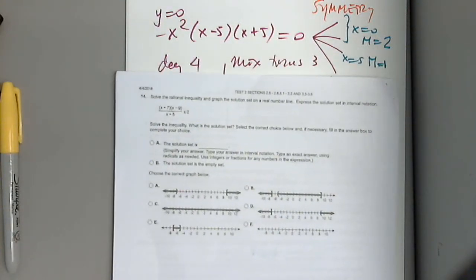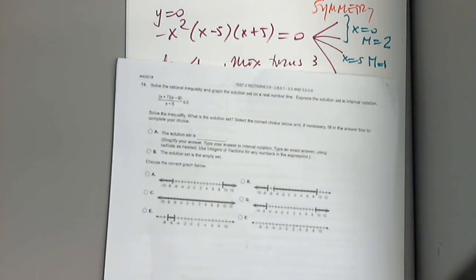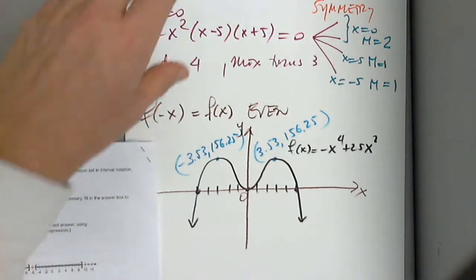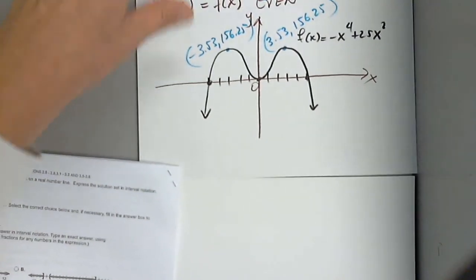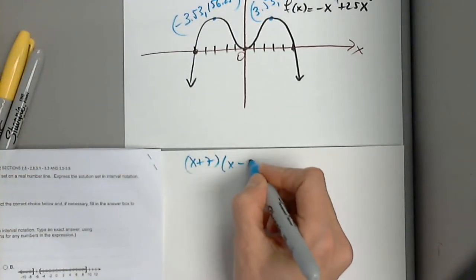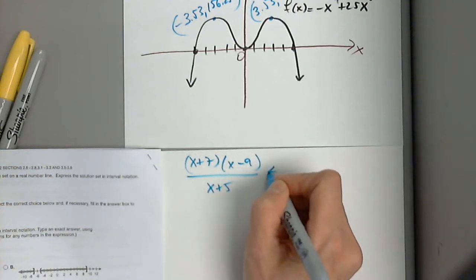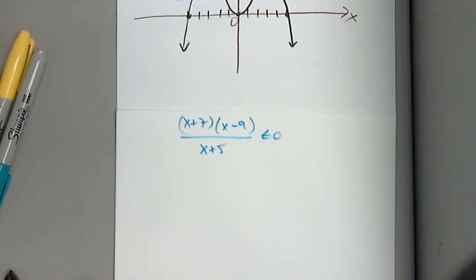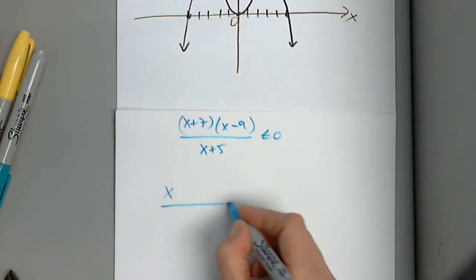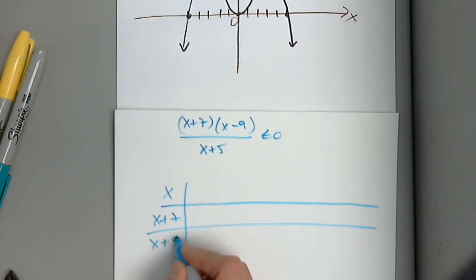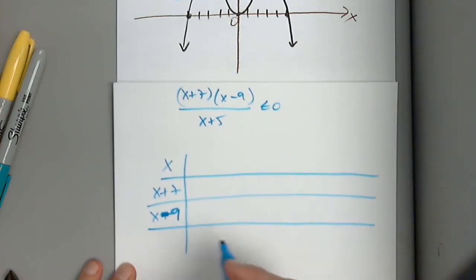Solve the rational inequality and graph the solution set. You don't have to graph the solution set for me unless you want to, but I only want to solve this, and then we can stop. So we have (x plus 7)(x minus 9) over (x plus 5) less than or equal to 0. How many factors? 3. Good. So x plus 7, x minus 9, and x plus 5.